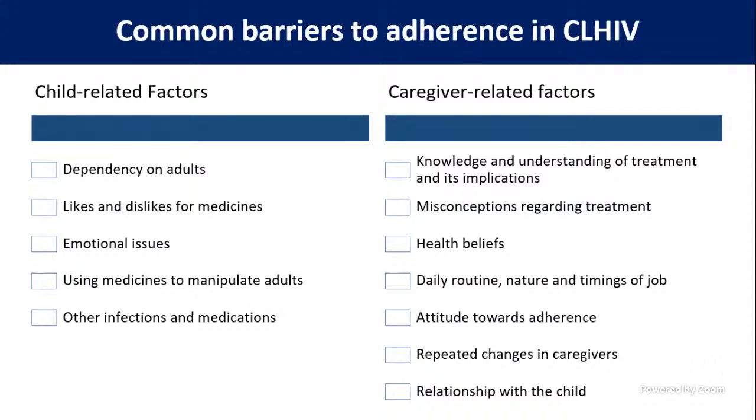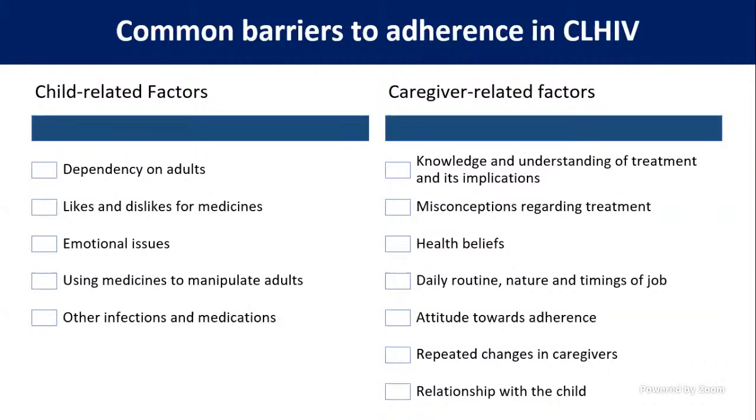Now, caregiver-related factors: knowledge and understanding of the treatment and its implications. Until and unless the caregiver clearly understands the importance of giving the medication, they are not going to be very compliant. So it's very important to teach them and make them understand the importance of taking medicine. If there's any misconception regarding treatment, if someone has heard that if you take this medicine you will lose your hair, you will be bald, something like that, you should remove that. And if there are any false health beliefs or false conceptions, you have to remove those.